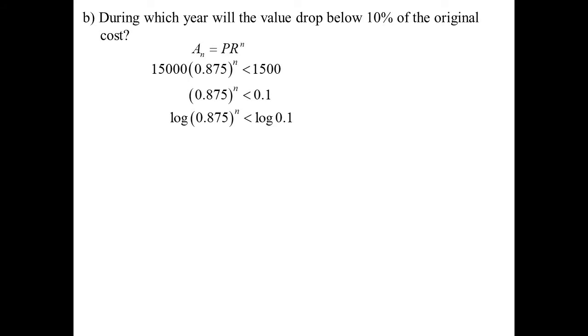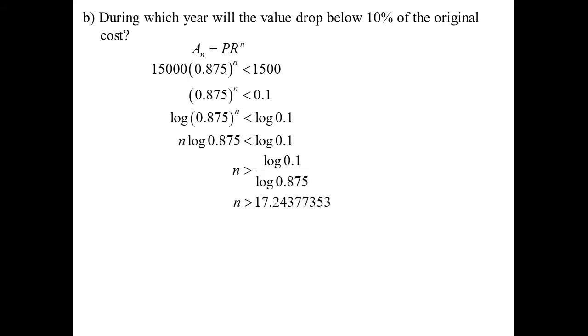So when will the value drop below 10% of the original cost? So when is that amount N going to be less than 1,500, 10% of 15,000? It's N that we're trying to find. We've got to solve this inequality. Well, let's divide both sides by 1,500, and as it's exponential, to solve we log both sides. That allows us to bring the N out the front. Divide by log 0.875, but remember, log of a number smaller than 1 is a negative number. So when we're dealing with inequalities and divide by a negative number, you change the sign.